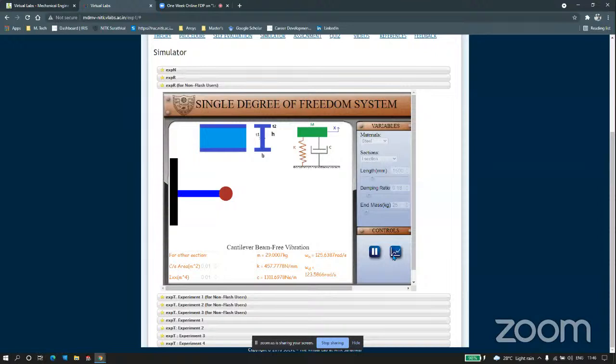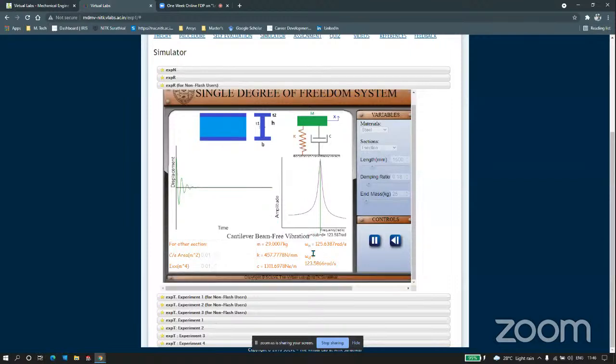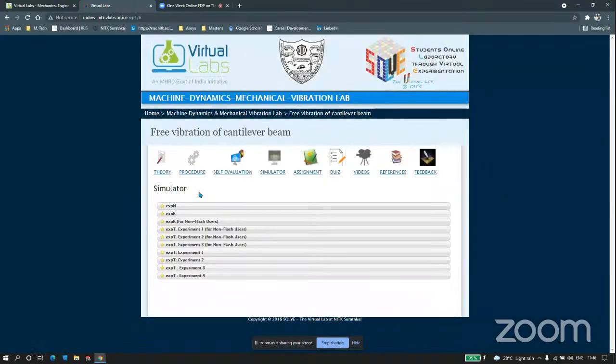Here you will get the graph for it. This is the displacement versus time graph. You can find the natural frequency, logarithmic decrement, etc., the values, and then you will get the damping frequency from the amplitude versus frequency graph. So we'll move on to the next section, that is the explore phase, where you can explore the experiment.